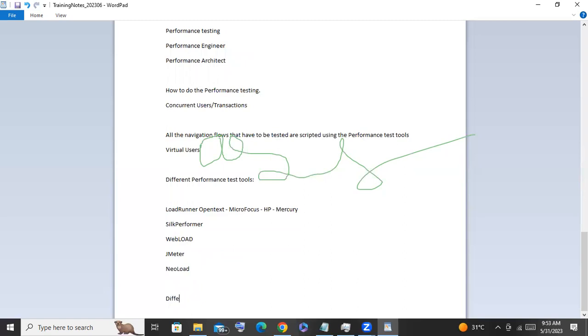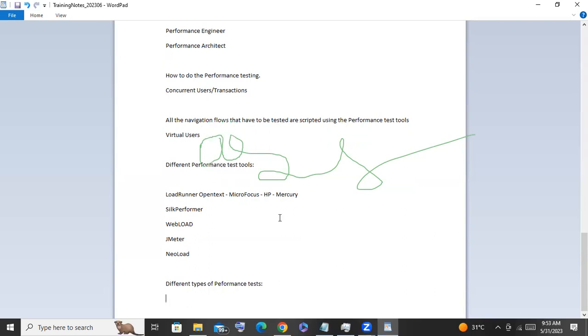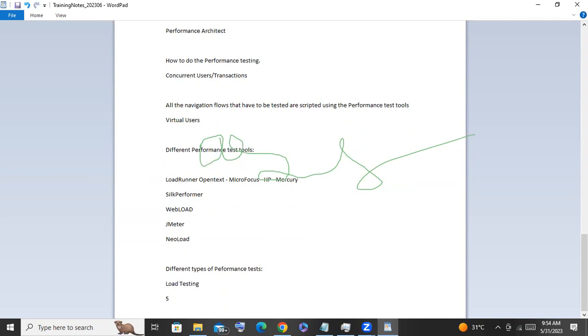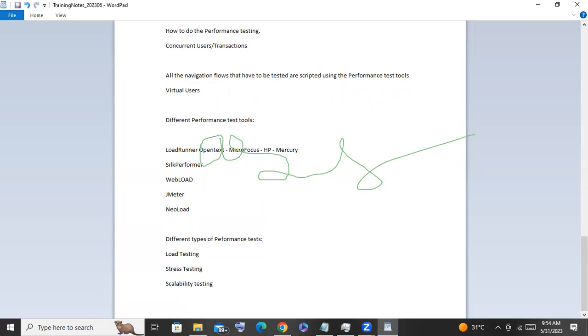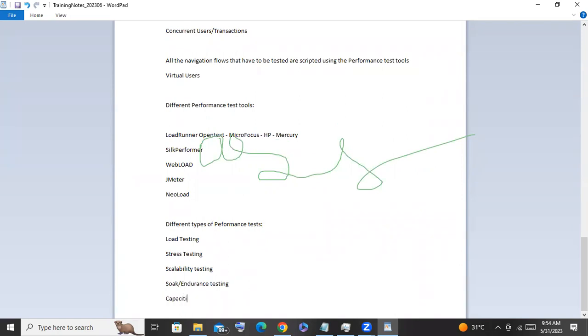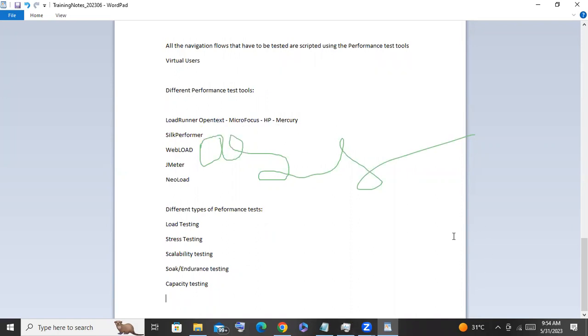Now, what are the different types of performance tests? What are the different types of performance tests that are there? One is load testing, stress testing, scalability testing, soak or endurance testing, and we'll add more.